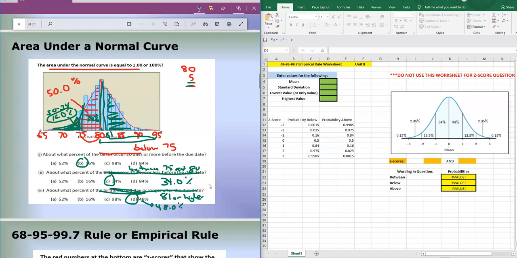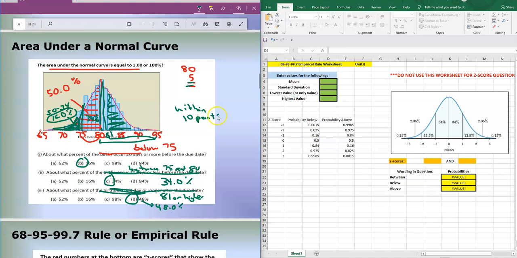So there's definitely, I think question 8 was one more like that. The other thing is be prepared. Let's suppose it said, what percent of the grades are within 10 points of the mean.